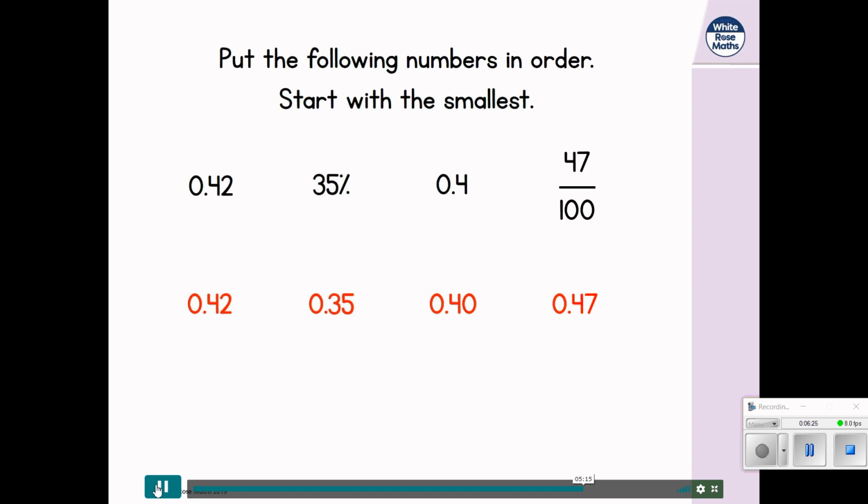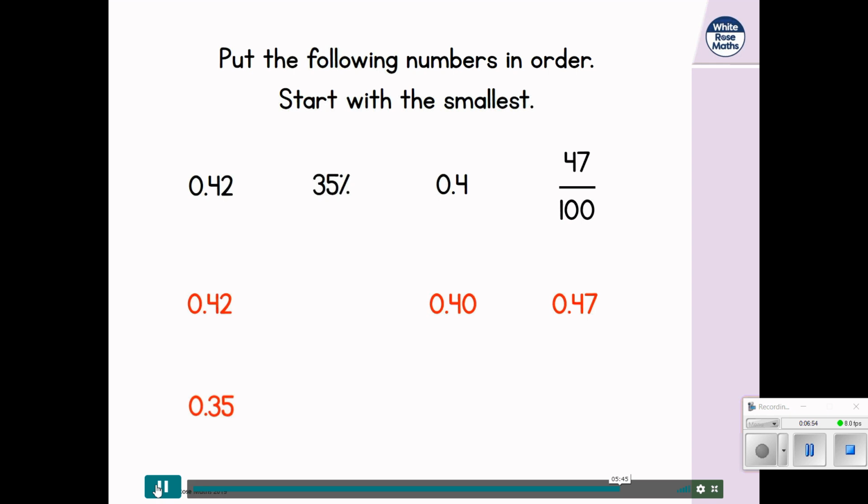Now they're all in the same format, we can put them in order much easier. None of the numbers have any ones, so we'll start by looking at the tenths. 3 of the numbers have 4/10, but one of the numbers only has 3/10. So 0.35 must be the smallest number.